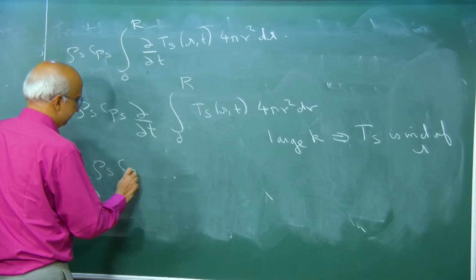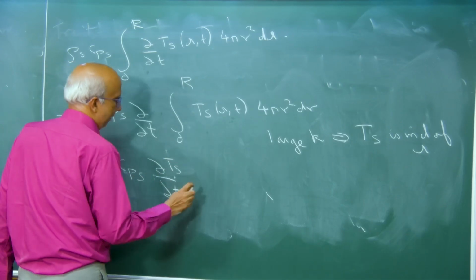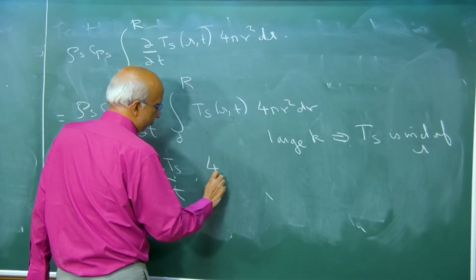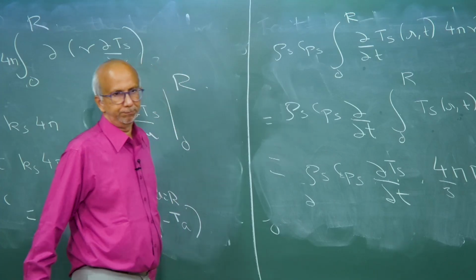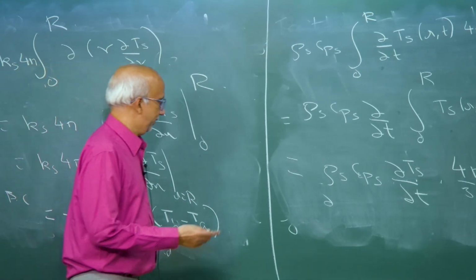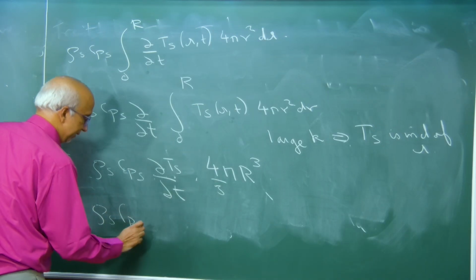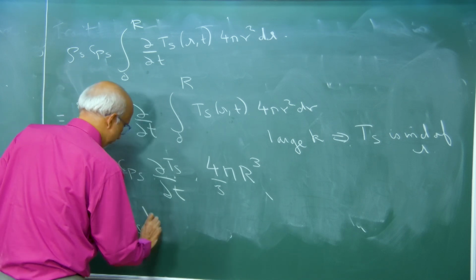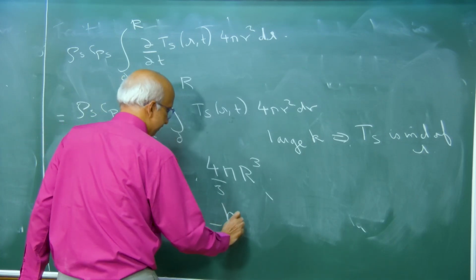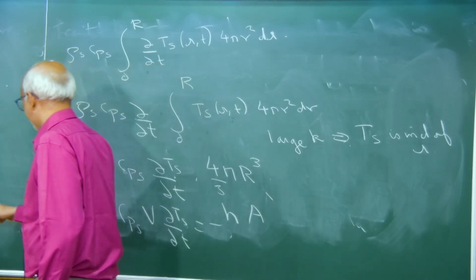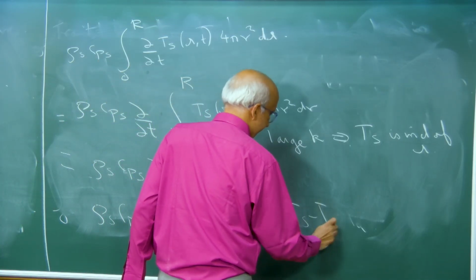rho s Cps dTs by dt integral 4 pi R squared is 4 by 3 pi R cube. Okay. So, basically what you end up getting is rho s Cps multiplied by volume times dTs by dt equals minus H times surface area 4 pi R squared times Ts minus Ta.